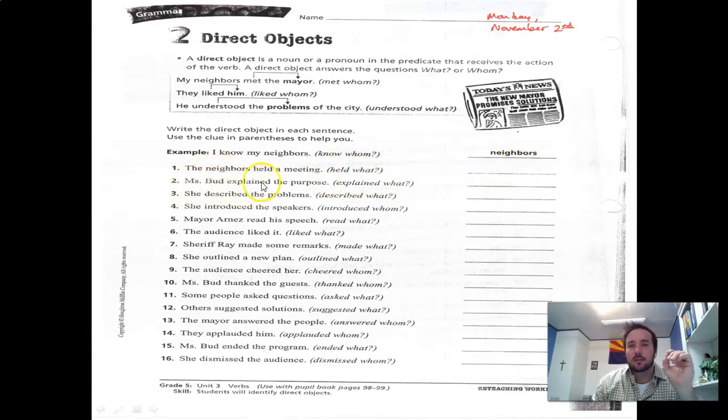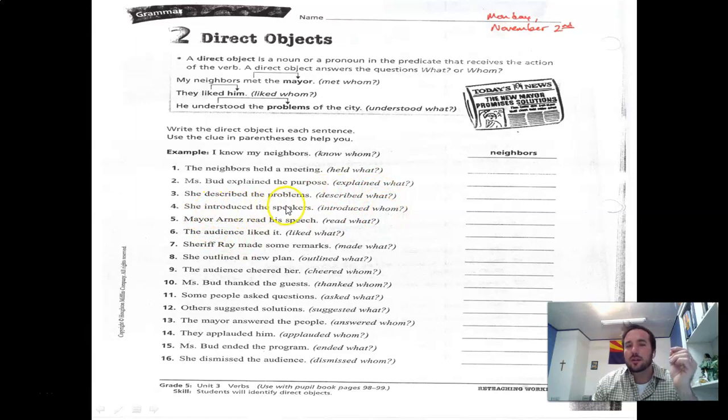Mrs. Budd explained the purpose. Who or what did something? Mrs. Budd. What did she do? She explained. Explained what? The purpose. Purpose is the answer. Now, I told you I'm going to go through 3. I'm going to skip actually to number 4. Don't forget to do number 3 on your own, just because we have a whom in here, okay?